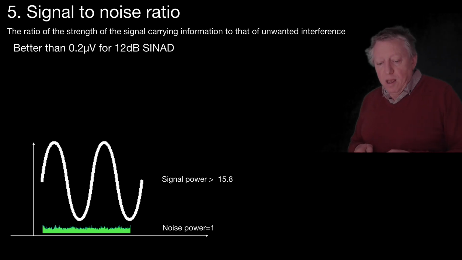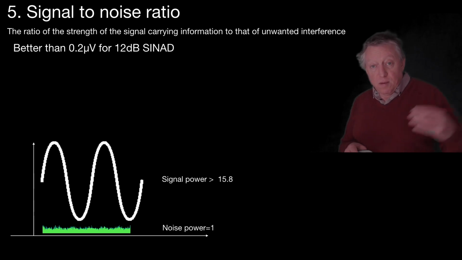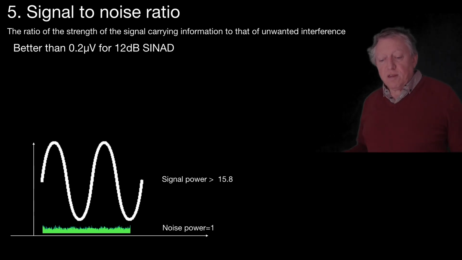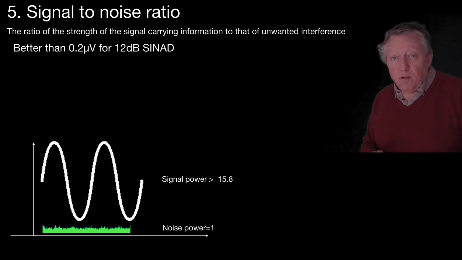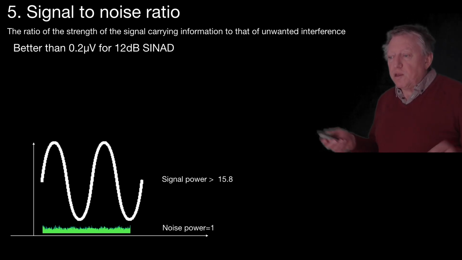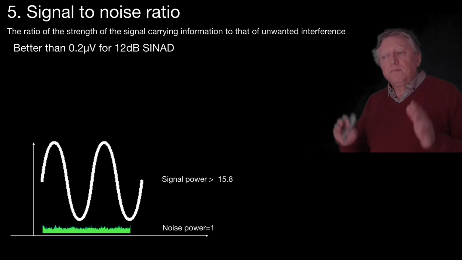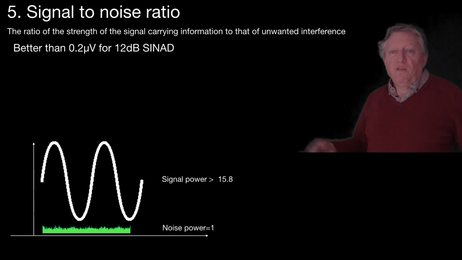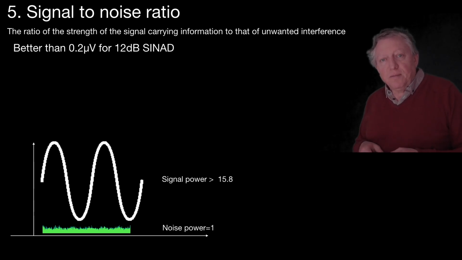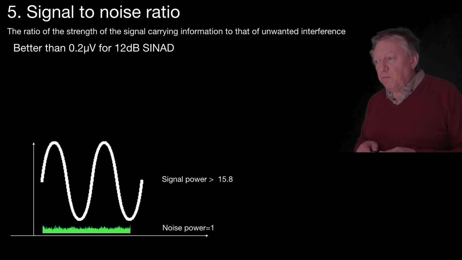So we talked about sensitivity earlier on, and we said that better than 0.2 microvolts at the antenna port will give us, in an example receiver, 12 dB signal to noise ratio, signal to noise and distortion. And so that's what it would look like. It would look like noise power of 1 and signal power of 15.8, let's call it 16. And that would be considered the minimum discernible signal.